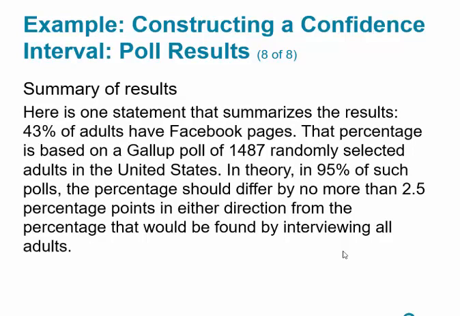So the summary. Here's one statement that summarizes the results. 43% of adults have Facebook pages. The percentage is based on the Gallup poll of 1,487 randomly selected adults in the United States. In theory, in 95% of such polls, the percentage should differ by no more than 2.5 percentage points in either direction from the percentage that would be found by interviewing all adults.